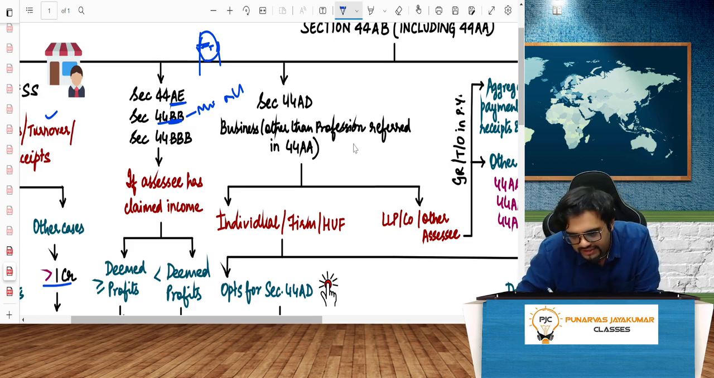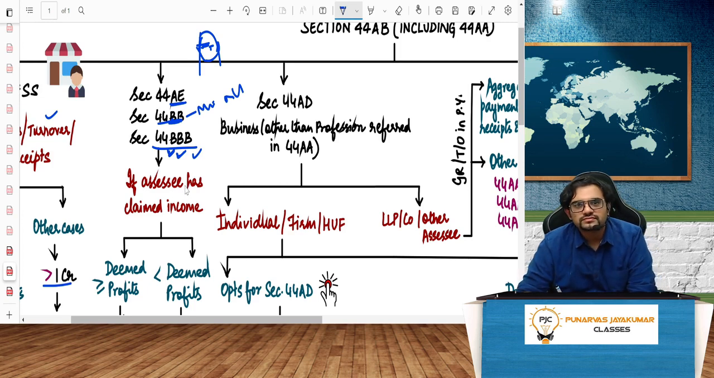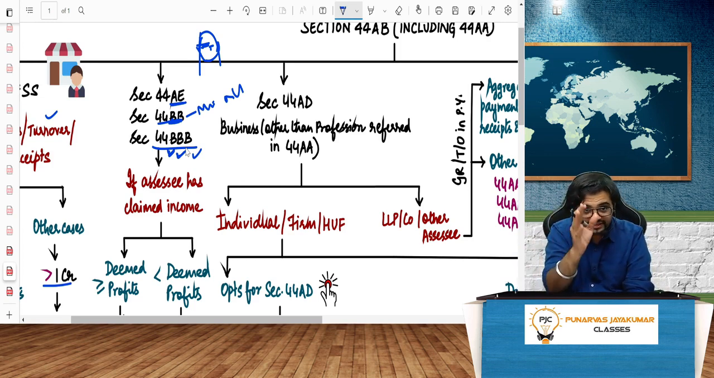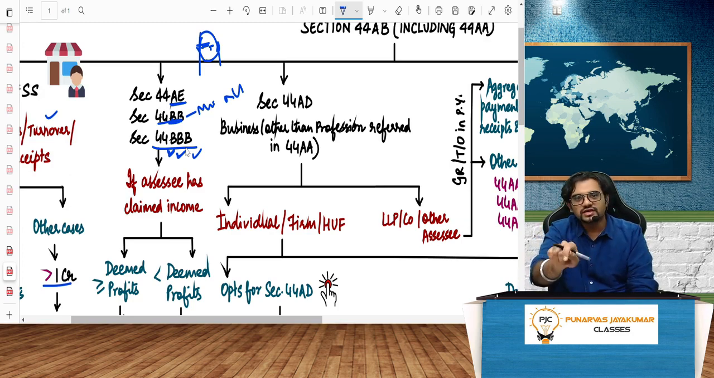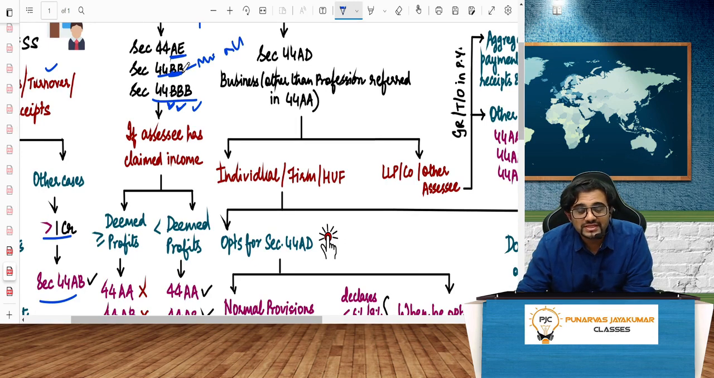Did you understand? So 44BBB is what? Big shot Bachchan. Big B, big shot, turning the key. It is so stupid, but you will actually remember. So 44BBB is what, guys? Turnkey projects.